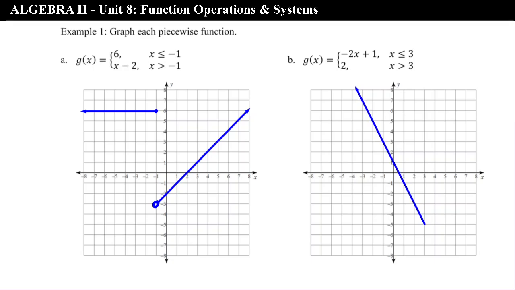And so you end up with a line like this. Then we know it's just the constant 2 from 3 on, so we'll graph our line here. And we are not including 3 at this part of the function because it's included in the other part of the function.